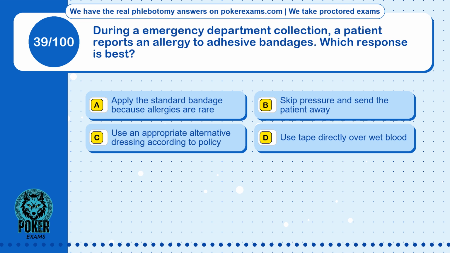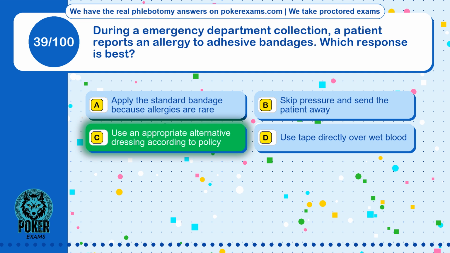Question 39. During an emergency department collection, a patient reports an allergy to adhesive bandages. Which response is best? Option A. Apply the standard bandage because allergies are rare. Option B. Skip pressure and send the patient away. Option C. Use an appropriate alternative dressing according to policy. Option D. Use tape directly over wet blood.